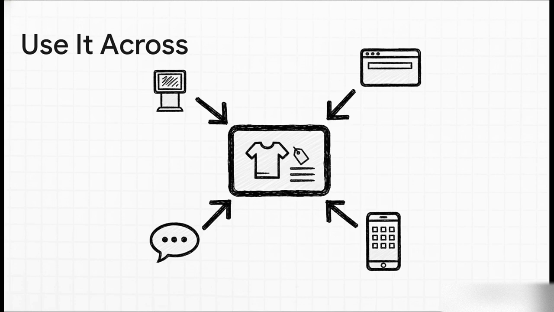That single product fragment we were talking about earlier can now be the source for the product page on your website, the item listing in your mobile app, the answer a chatbot gives a customer, and even the display on that in-store kiosk. It's one source of truth, powering an infinite number of endpoints.